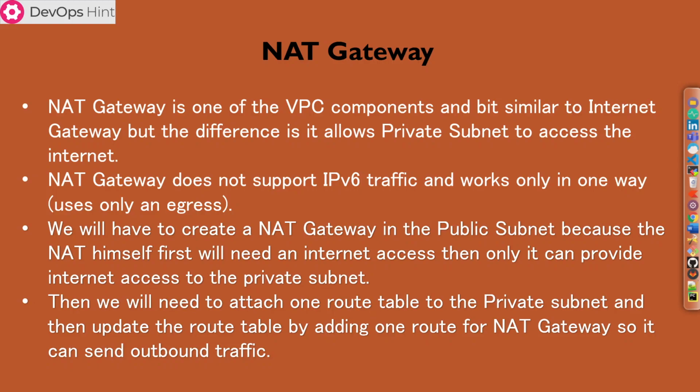Then we will need to attach one route to the route table for the private subnet, and then update the route table by adding the route for the NAT gateway, so it can send outbound traffic to the internet.